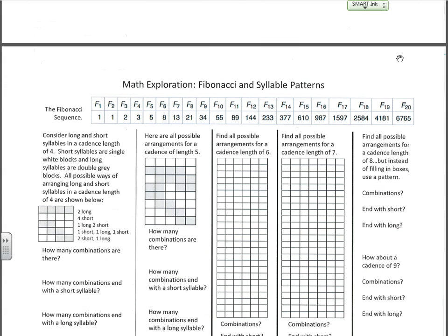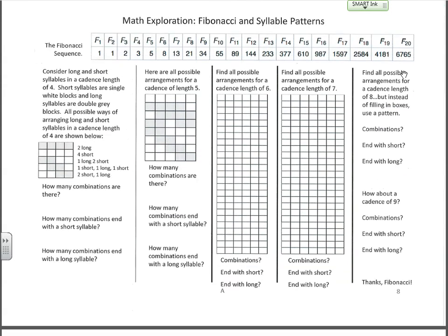Then we go on to math exploration and our friend Fibonacci. Okay, your experience with the Fibonacci sequence, I don't know where you're coming in with that. Some of you may have just only heard of it. Some of you may have never heard of it before. Some of you may have used it before. But the Fibonacci sequence is this second row of numbers right here.